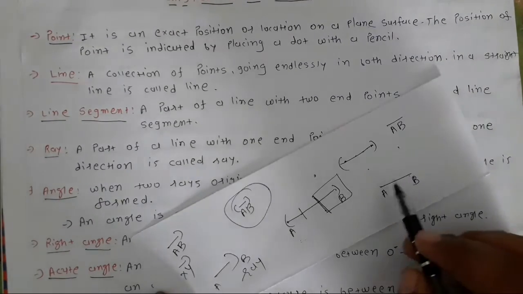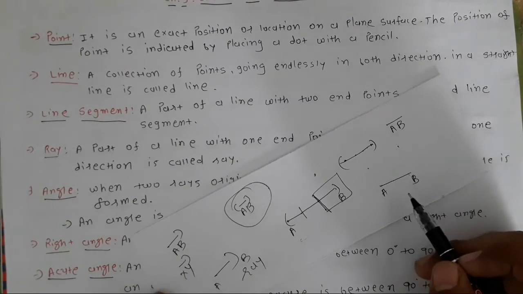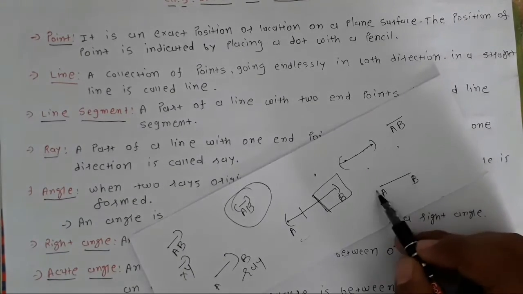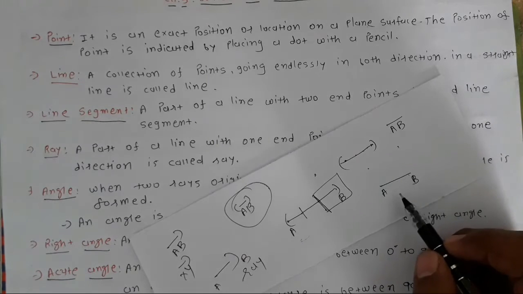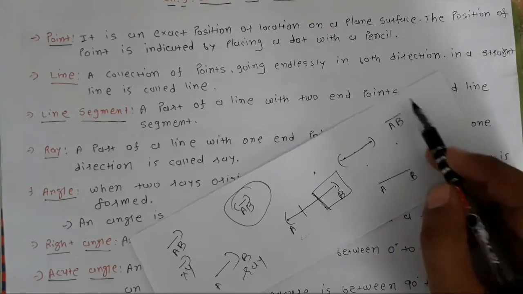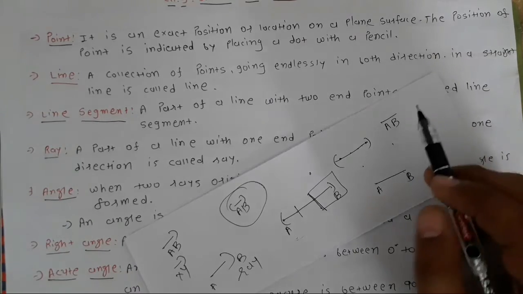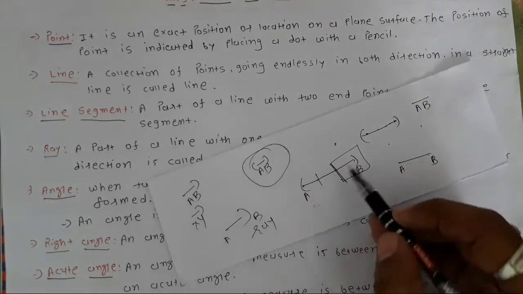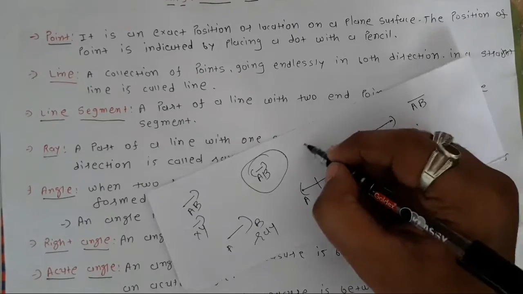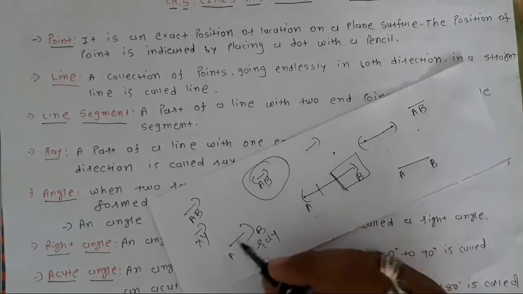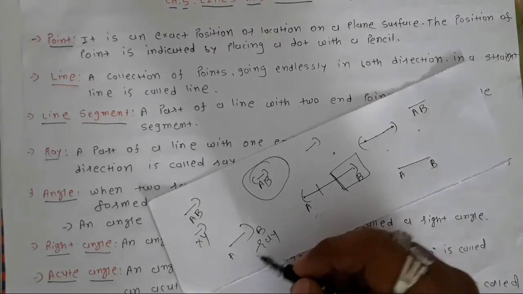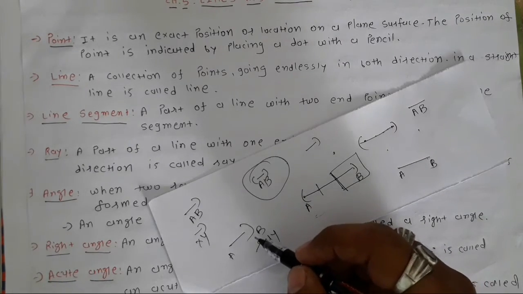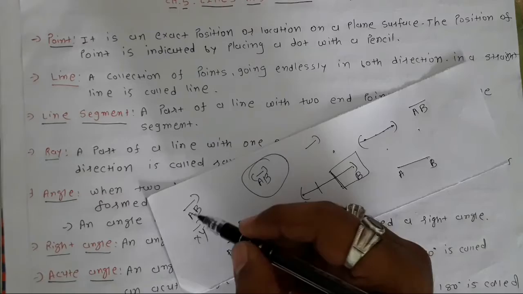Now this is called a line segment. In a line segment both the end points are fixed, that's why it's called line segment AB. How do we represent line segment AB symbolically? Here we can write line segment AB. And if I cut this particular line so that one point is fixed and another point is not fixed, that is called a ray. And how do we represent a ray symbolically? Here we can write ray AB.